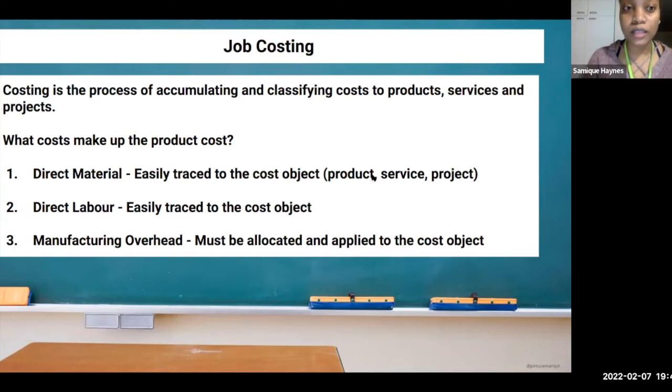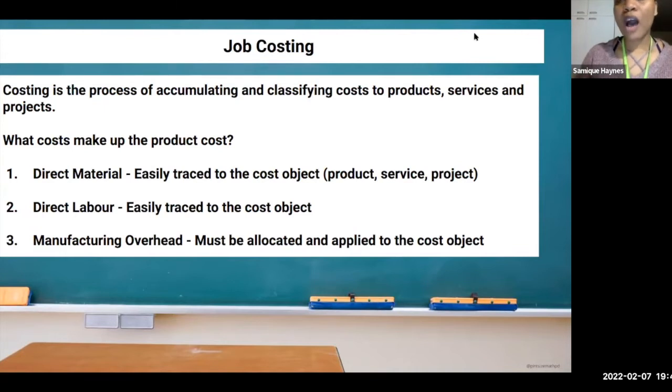So job costing. Costing is the process of accumulating and classifying the cost of products, services, and projects. So we have a product and we want to figure out what the cost is to produce that product or that service or that project. We're going to go through a concept called costing.